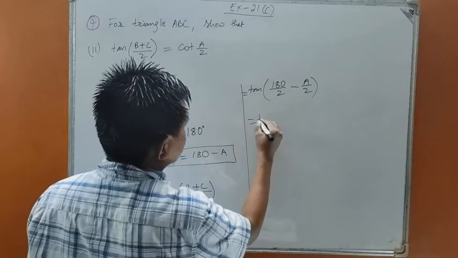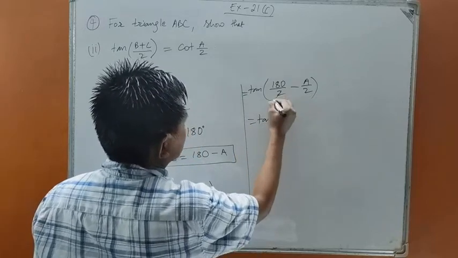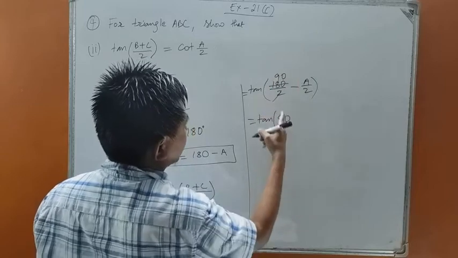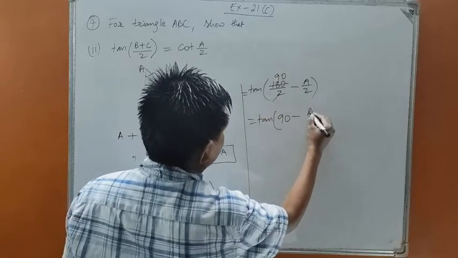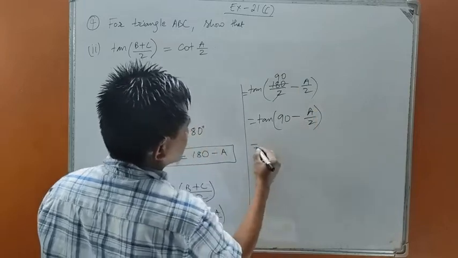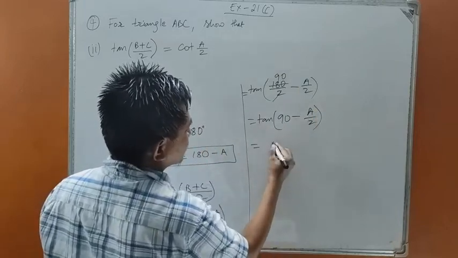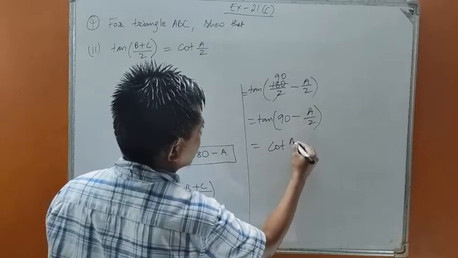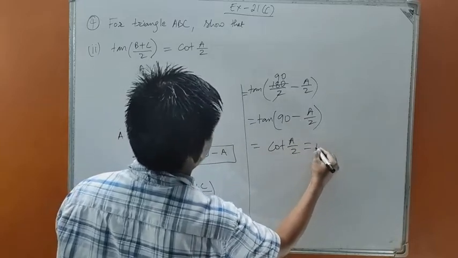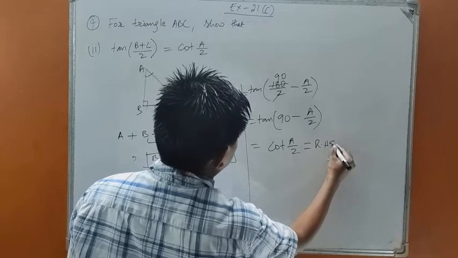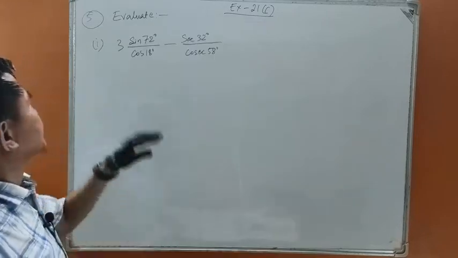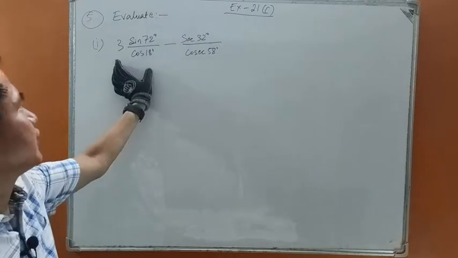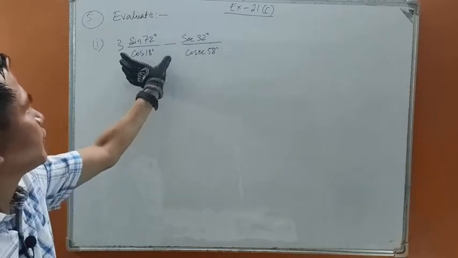So tan, 2 1s are 2, 2 9s are 18, 2 0s is 0. So we have 90 here, minus A by 2. So tan 90 minus theta is cot theta, isn't it? So cot theta is what? A by 2. Okay, so this is what we have in the right hand side, RHS. Hence proved. Okay, now let us do question number 1 of 5. Okay, evaluate. Evaluate means find the value of. Okay, we are asked to find the value of this given expression.